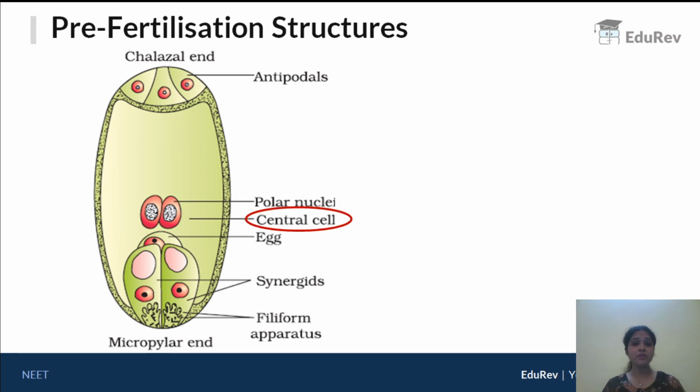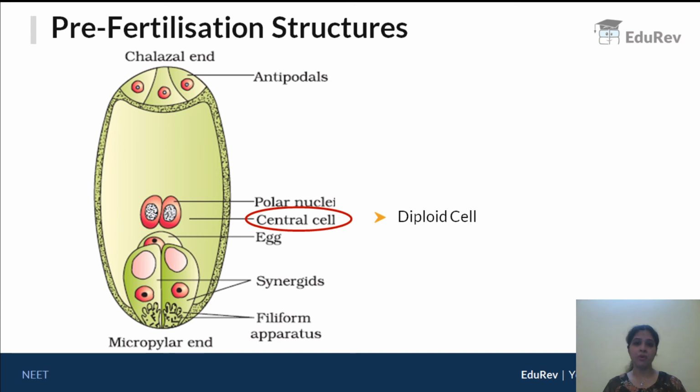Now, if they fuse together to form a central cell and the nuclei fuse, that particular nucleus is definitely diploid. So the central cell is diploid, and that diploid nucleus is going to be called a secondary nucleus. Okay, it is a fused product, so therefore it is called a secondary nucleus.